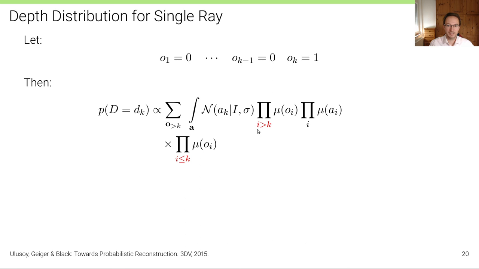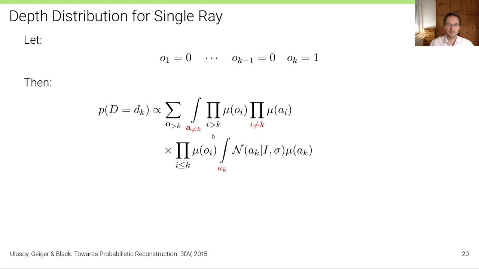Now what we can do also is we can pull out all the products, all the messages of all the occupancy variables with i smaller or equal to k, so that just the ones with i bigger than k remain here, corresponding to the values that we sum over. And similarly, we can pull out all the terms that depend on a_k. There's one product here, and this term. So we have pulled out this integral over a_k, such that only the integral over a not equal k remains.